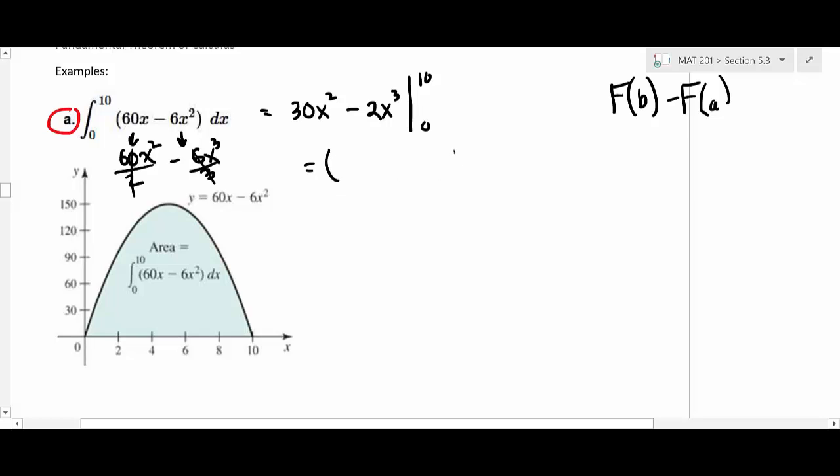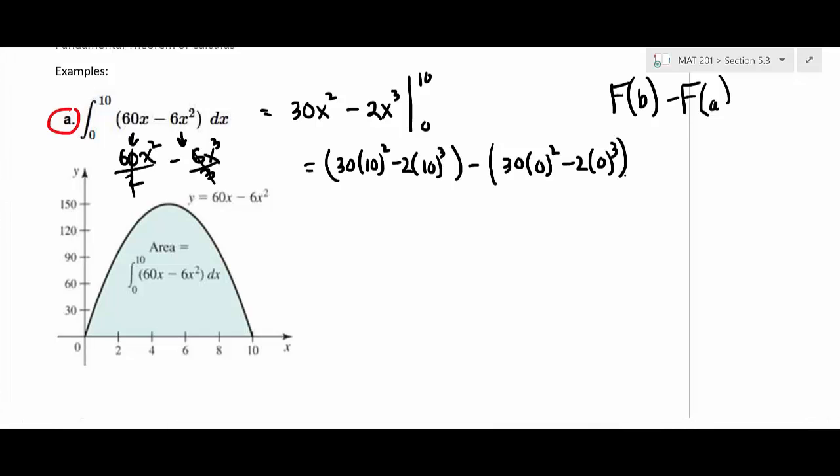Let's plug in the 10. We go 30 times 10 squared minus 2 times 10 cubed. That's your f of b part. Then we plug in the 0. It's always nice when you have a 0, because it usually makes it easy. So we do 30 times 0 squared minus 2 times 0 cubed. That's the arithmetic you work out to get the exact area under that curve.